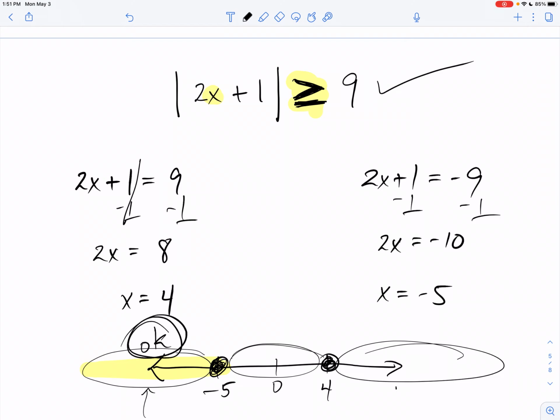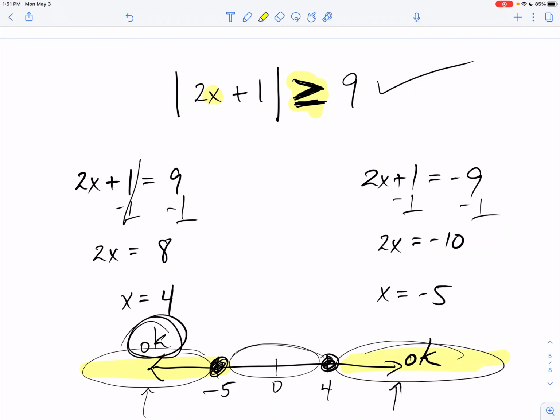Over here, pick any number. How about 10? 10's a good, big, huge, easy number to think about. 2 times 10 is 20. 20 plus 1 is 21. Absolute value of 21 is 21, which is greater than or equal to 9. So all this stuff over here would be okay. So all the information over here.